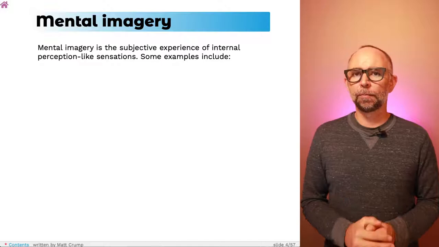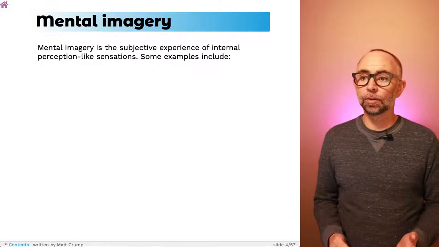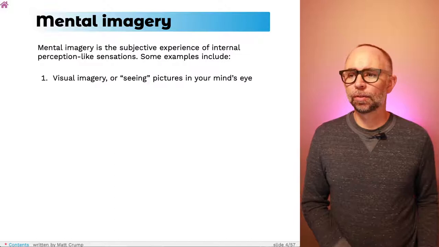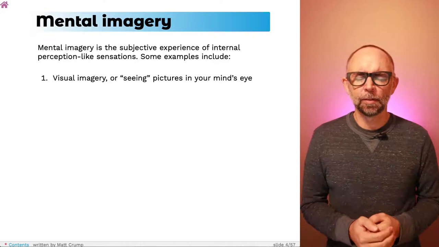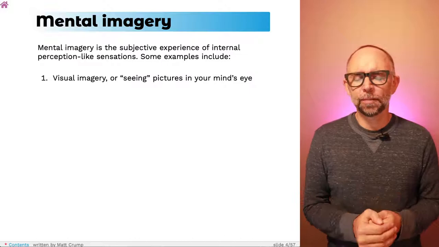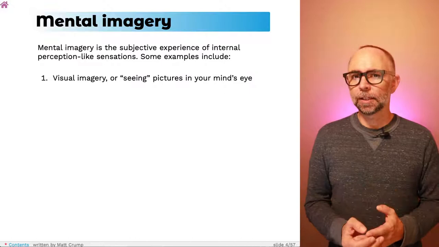So, what is mental imagery? I'll give you a little definition here. It's the subjective experience of internal perception-like sensations. So some examples could include visual imagery or seeing pictures in your mind's eye. For example, if you close your eyes and imagine something, that thing you're imagining, what does it look like? Does it look like something that you would see if you had your eyes open? Does it have the same kind of vividness or not?